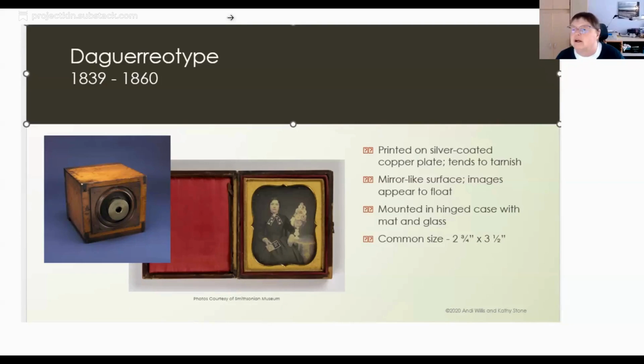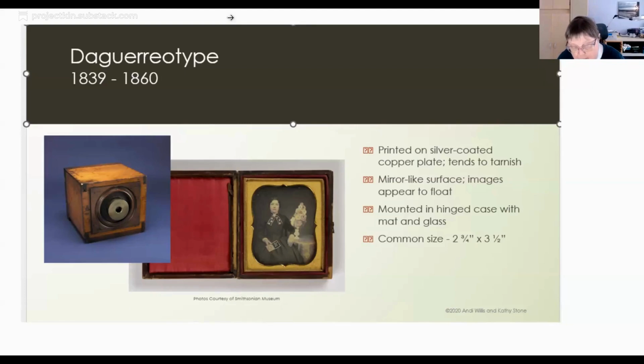What else do we have there? They have a mirror-like surface, so the images appear to float on it. If you hold it, it'll move and you can only see the image in a certain way. They were often mounted in a case with a mat and glass over it, which was a good idea to protect it. That was the most common size.